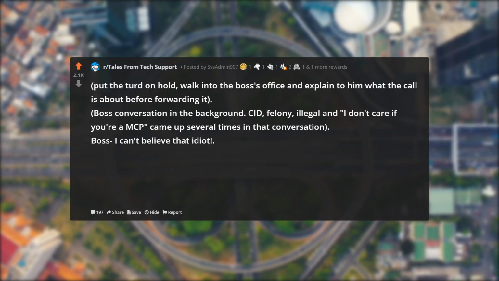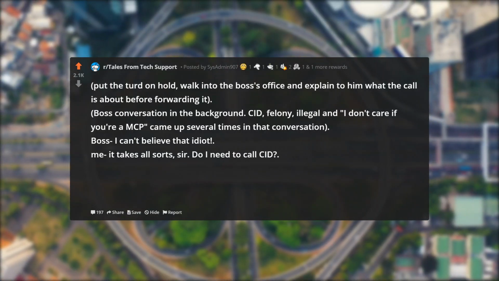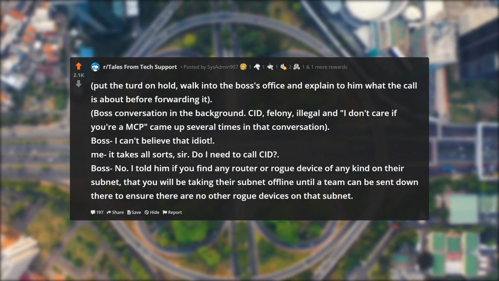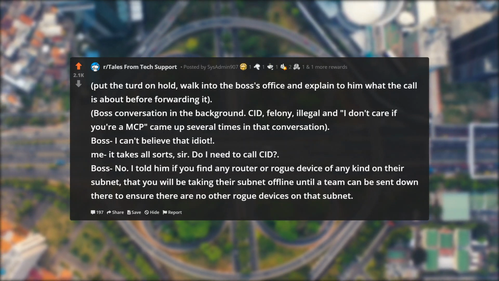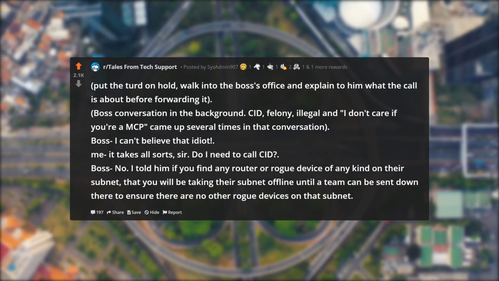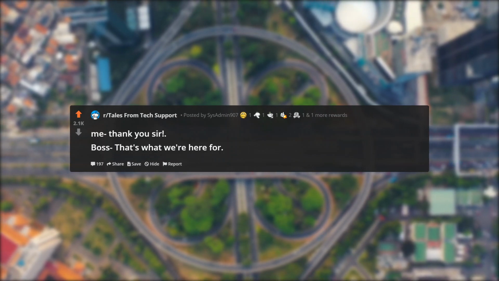Boss: "I can't believe that idiot." Me: "It takes all sorts, sir. Do I need to call CID?" Boss: "No. I told him if you find any router or rogue device of any kind on their subnet, that you will be taking their subnet offline until a team can be sent down there to ensure there are no other rogue devices on that subnet." Me: "Thank you sir." Boss: "That's what we're here for."